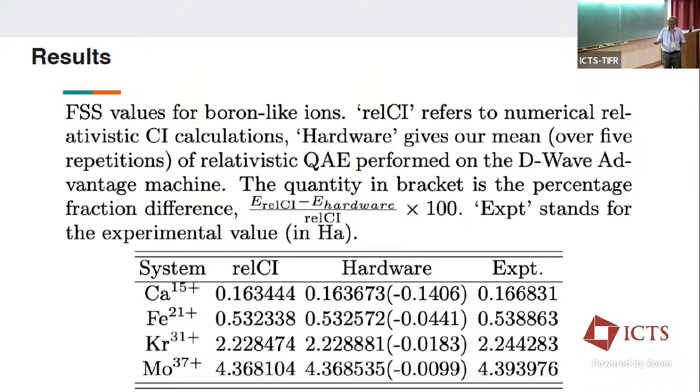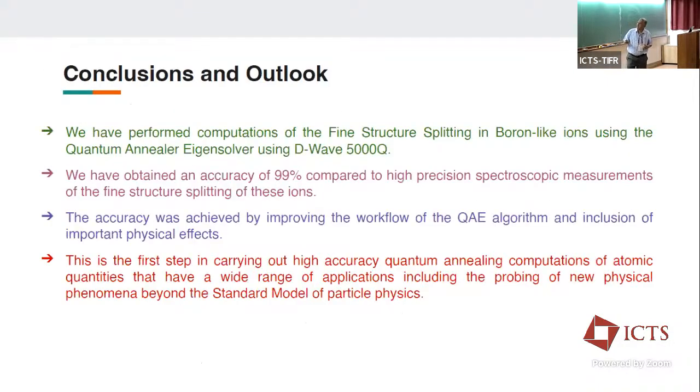And the hardware results are also close to actual lab measurements, high precision spectroscopic measurements, you see. So the error on the average is about 1%. In other words, these results that we've got are 99% accurate. I'll have this as the last slide. We have performed computations of fine structure splitting in boron-like ions using the quantum annealer, and we obtained an accuracy of 99%.